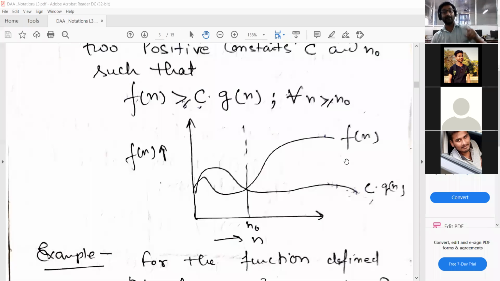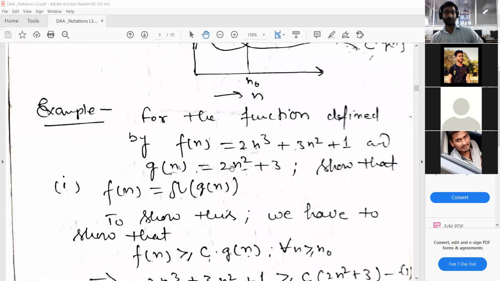Worst case में क्या था? Fn is below the worst C times Gn, ठीक है. This is what the big omega notation, ठीक है. So जैसे आपको प्रूव करना है कि Fn is given here, Gn is given here, you have to prove that Fn is big omega of Gn.